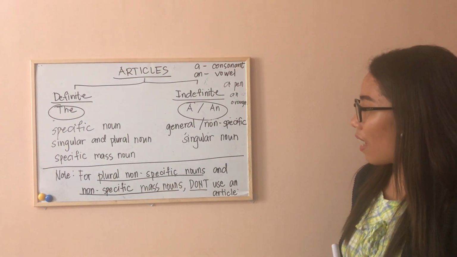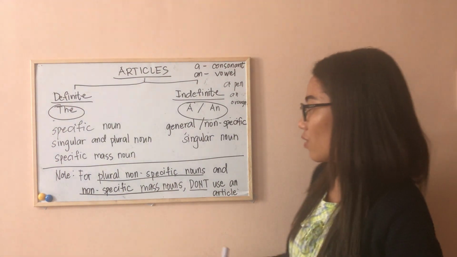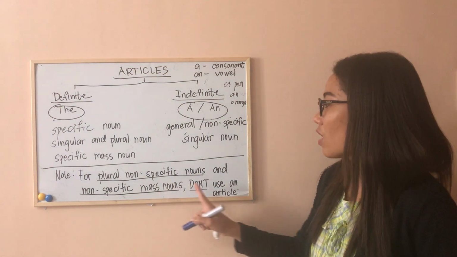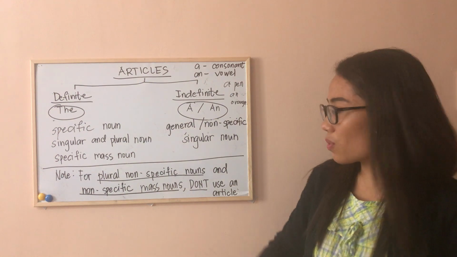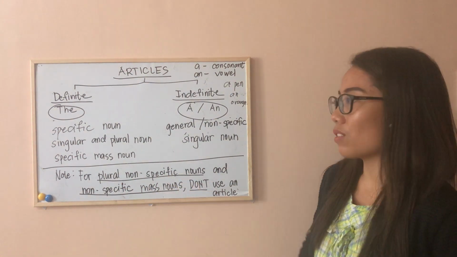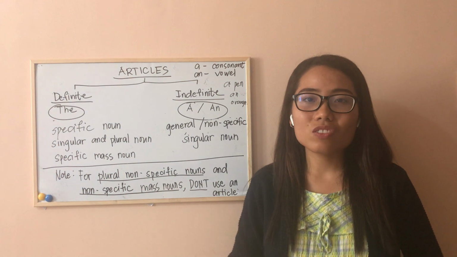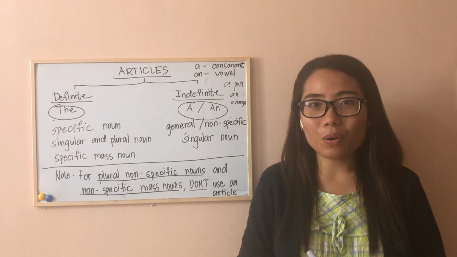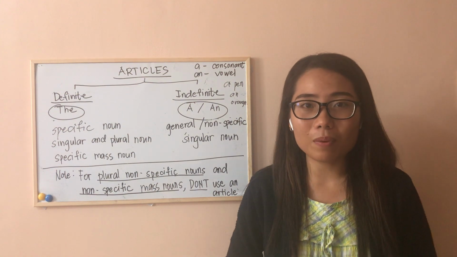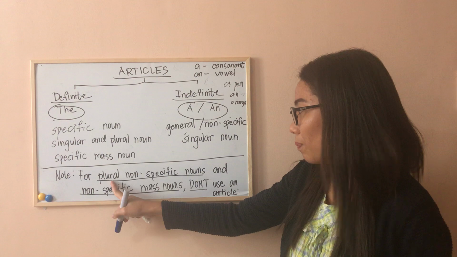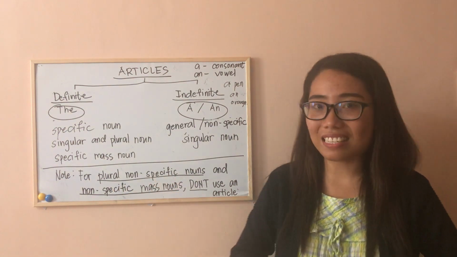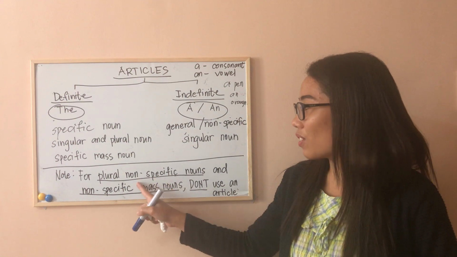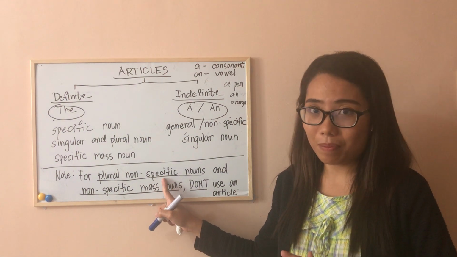Alright, so I also have this note here. For plural non-specific nouns and non-specific mass nouns, don't use an article. When we say plural non-specific nouns, for example, babies drink milk. I'm talking about babies in general, not a certain baby. So it's plural and non-specific. I did not say "a babies" or "the babies", because it's non-specific.